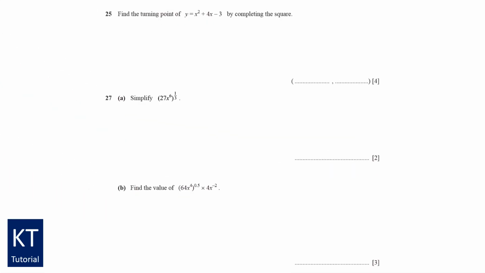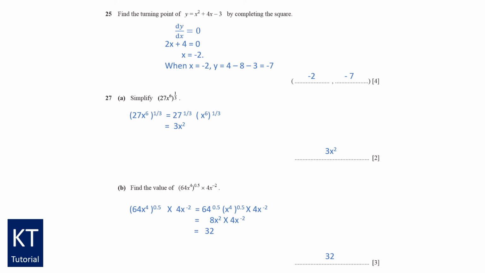Question 25. Find the turning point of the equation by completing the square. The turning point is when dy/dx is equal to 0. This makes 2x plus 4 equals 0, and solving for x gives minus 2. By inserting the value of x being minus 2 into the equation, we could solve for y being minus 7, and hence the answer. Question 27a. Simplify the stated expression. By doing the math, it would simplify to 3x squared. Question 27b. Find the value of the stated expression. In completing the math, we should arrive at this answer being 32.